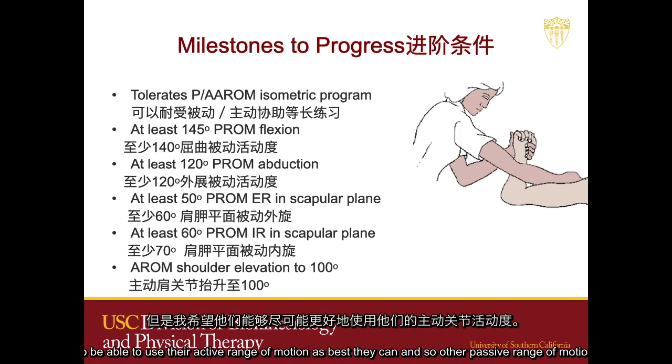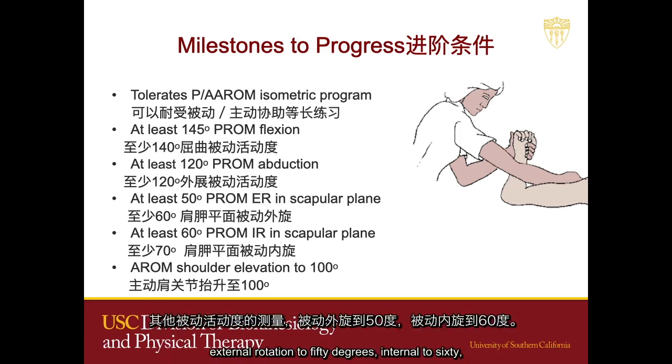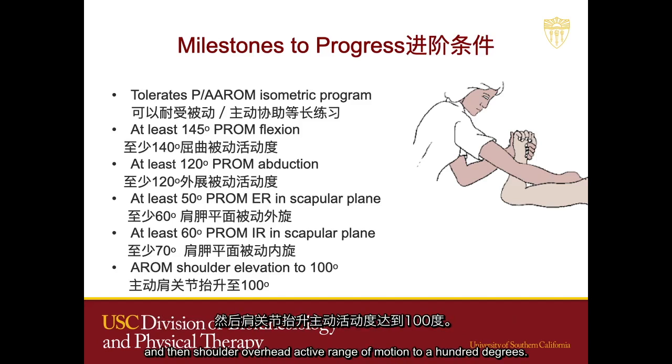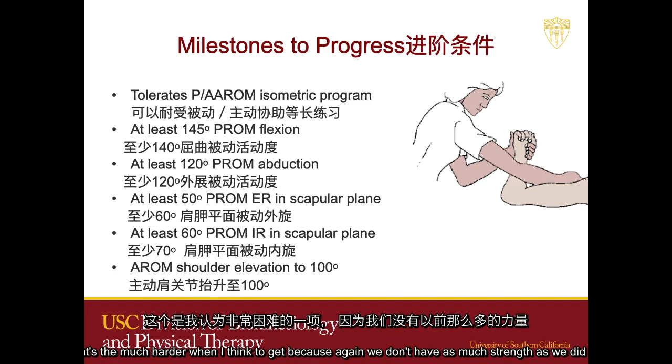And so other passive range of motion measurements, external rotation to 50 degrees, internal to 60, and then shoulder overhead active range of motion to 100 degrees. And that's the much harder one, I think, to get because, again, we don't have as much strength as we did before.